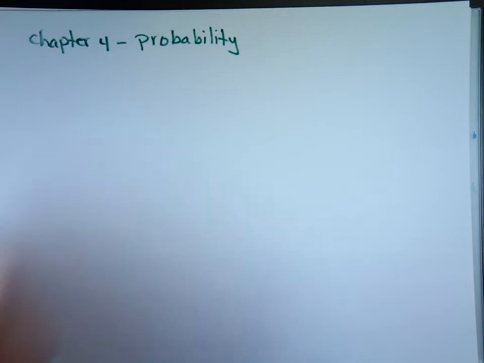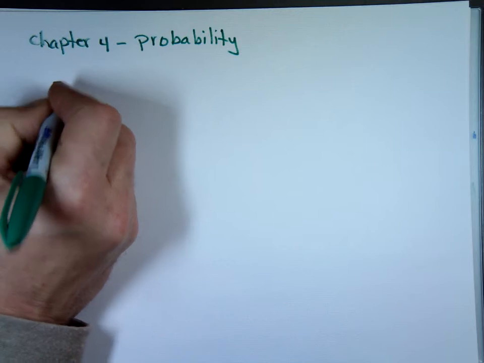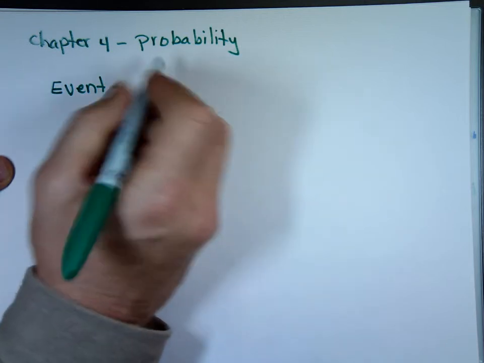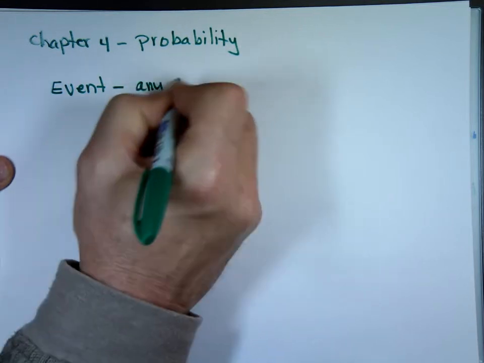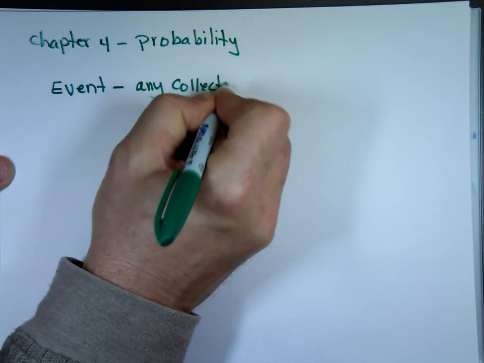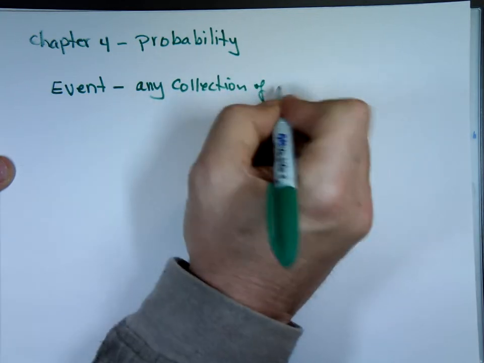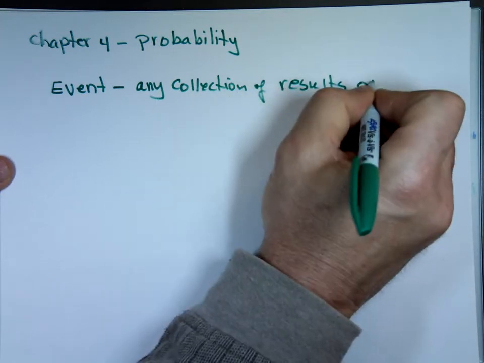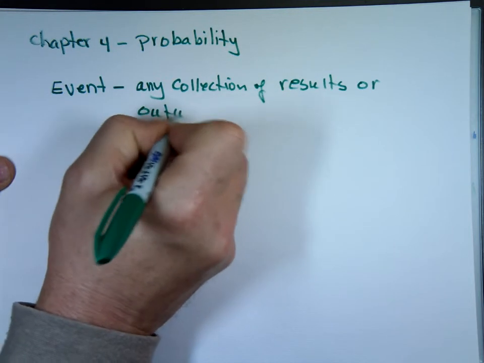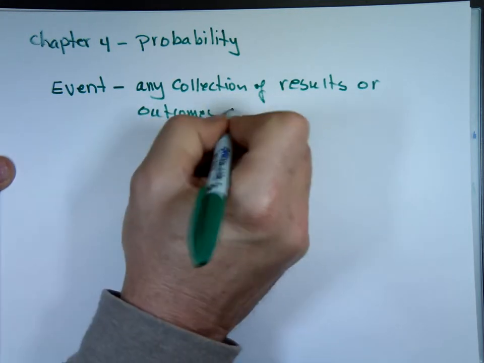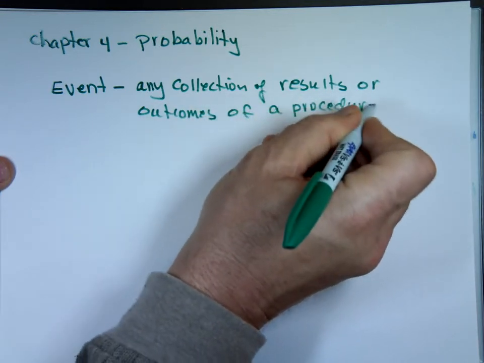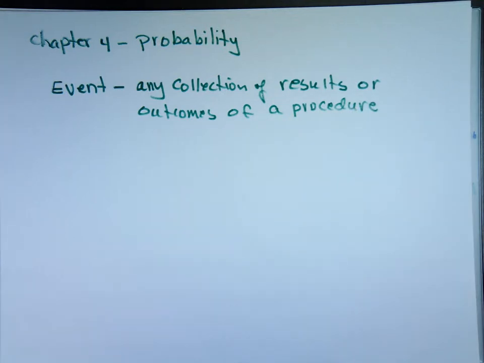Let me define a couple of things. Let's talk about event, because we're going to say what's the probability of this event happening. An event is any collection of results or outcomes of a procedure. An example, I might flip a coin and say the event is the coin will land on heads.